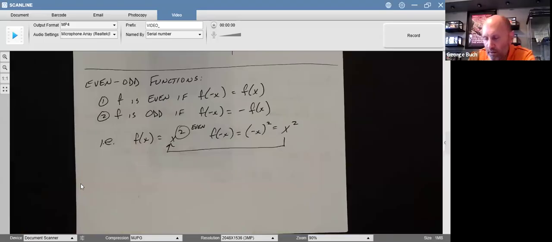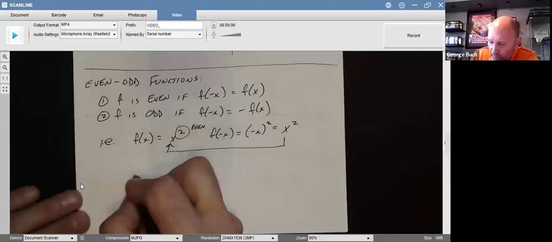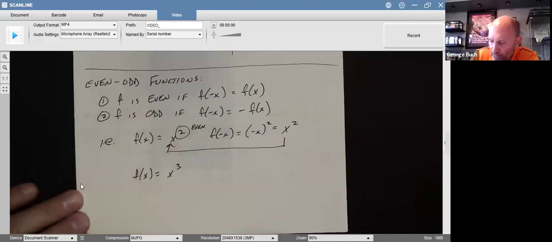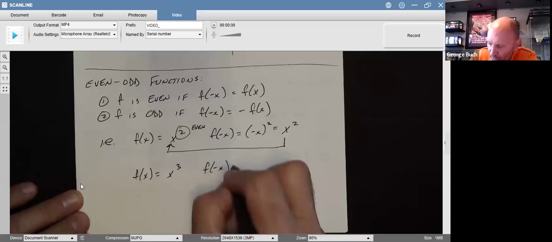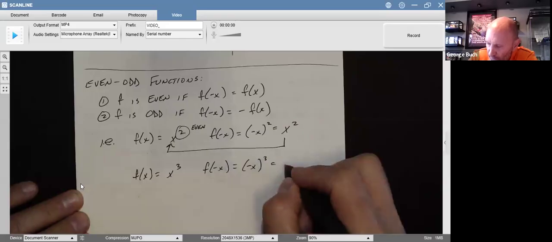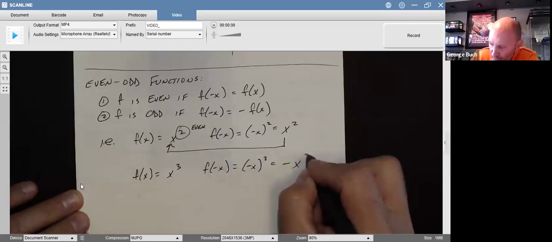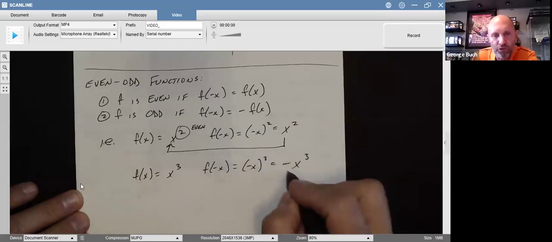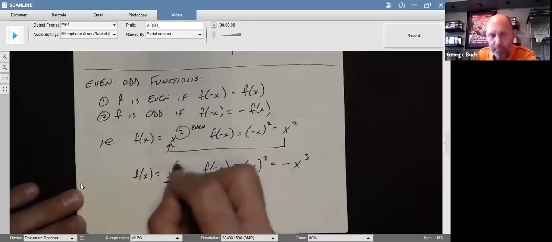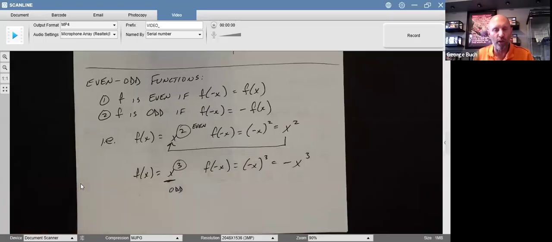If all of the exponents are odd, so let's say we have f of x is equal to x to the third. Well, if I try to calculate f of minus x, that's negative x to the third power, which is minus x to the third, which is negative the original function that I started with. Therefore, this is odd. And again, if I have a bunch of terms and they're all odd exponents, I know that function would be an odd function.